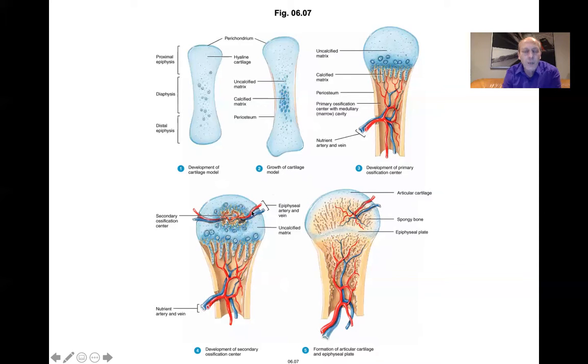So with the appearance of blood vessels and more nutrients that they're going to bring into the area, we're starting the same process of forming, this time just a secondary ossification center that's going to be seen within proximal and distal epiphysis. So the secondary ossification center starts from the inside and moves outwards, as illustrated on diagrams number 4 and number 5.